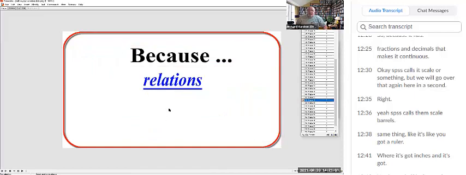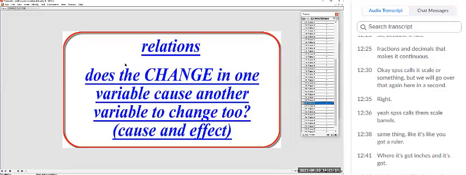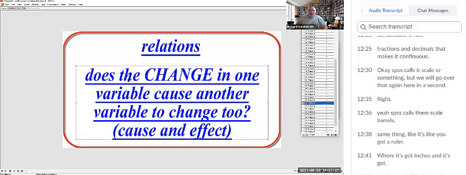Okay. Relations on the other side. We know what relations are. There's a connection going on, a relationship, link, cause and effect. I know we're not supposed to use cause and effect, but I use it all the time. So a relationship basically means this: when one variable changes, does that cause another variable to change too? Is one variable affecting another variable? Is one causing and one reacting? That's the relationship side.